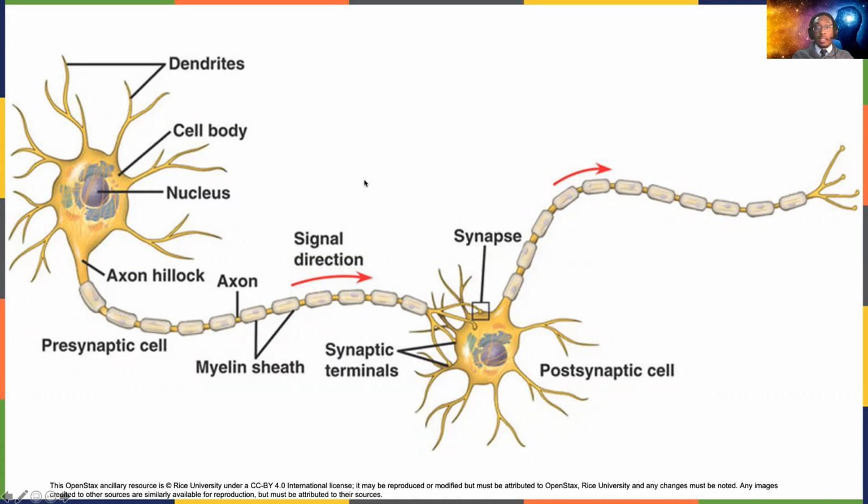Then there is the axon. The axon is this long extension here that carries the neural impulse from the cell body to the next neuron. And lastly, there are the synaptic terminals, or the axon terminals, also called terminal buttons. They come in many different names. This is a terminal that allows the neuron to communicate with another neuron and pass on the nerve signal.